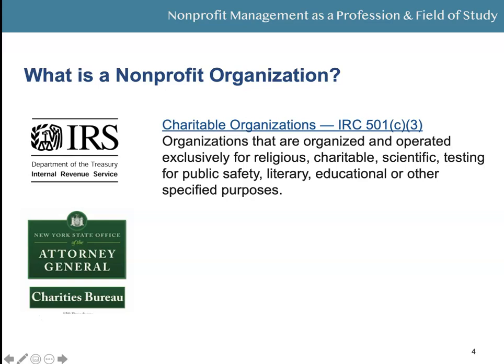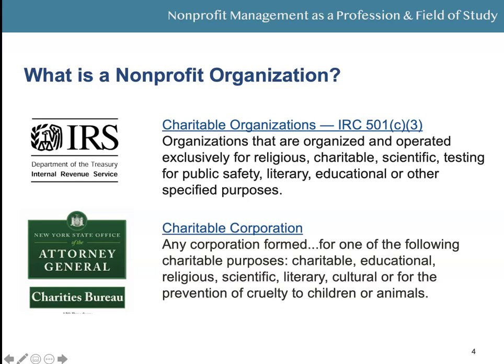nonprofit organizations as defined by the federal government are organizations that are operated exclusively for religious, charitable, scientific, testing for public safety, literary, educational, or other specified purposes. And New York State pretty much follows the federal definition. I've summarized it. It's longer and more cumbersome, but essentially it's the same thing. An organization set up for a charitable purpose, such as a charity to collect money for educational, religious, scientific, literary, cultural purposes, etc.